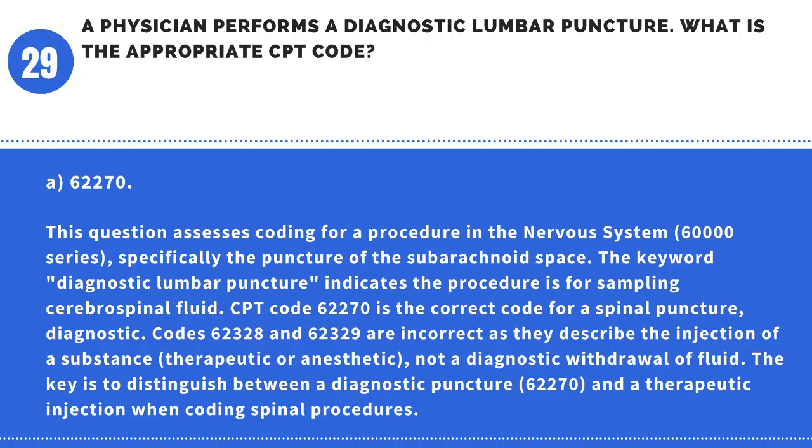of the subarachnoid space. The keyword, diagnostic lumbar puncture, indicates the procedure is for sampling cerebrospinal fluid. CPT code 62270 is the correct code for a spinal puncture, diagnostic. Codes 62328 and 62329 are incorrect as they describe the injection of a substance, therapeutic or anesthetic, not a diagnostic withdrawal of fluid. The key is to distinguish between a diagnostic puncture, 62270, and a therapeutic injection when coding spinal procedures.